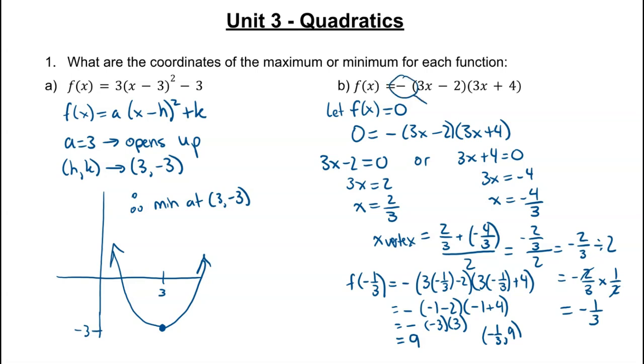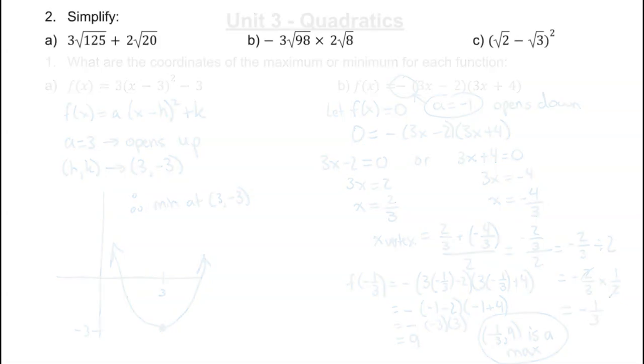Well, which way does it open? Well, we look at the a value. The a value is negative 1. We've pulled that a value out, it's been factored out in front. So because that a value is negative 1, that means it opens down. And so what we can do is we can then say that the negative 1/3 and 9 is a maximum, and there are the coordinates of the maximum in that particular case.